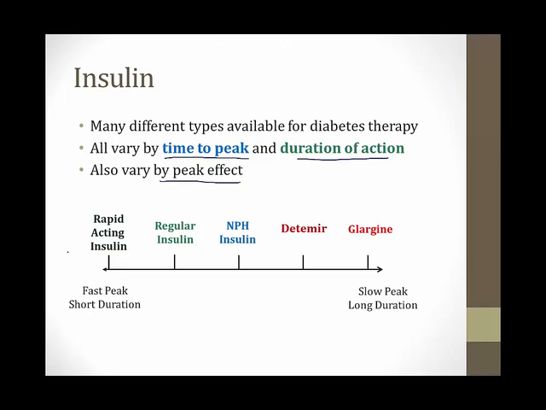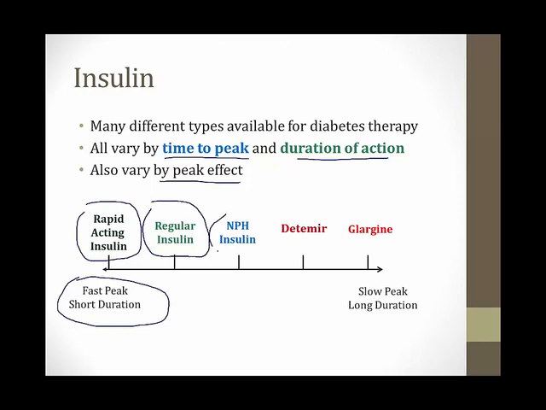So the shortest acting insulins, the ones that have a fast peak and a short duration, are called rapid acting insulins. Regular insulin also has a very fast peak and a short duration of action. NPH insulin is somewhere in the middle. We'll talk about that in a minute. And then finally, detemir and glargine have the slowest peak and the longest duration of action. These two drugs provide insulin coverage over a period of almost 24 hours.